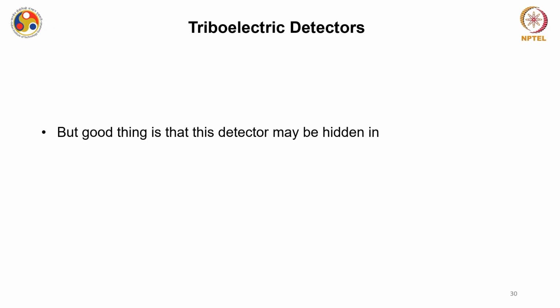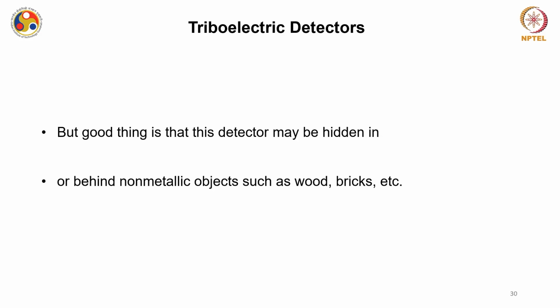But the good thing about these triboelectric detectors is that they are based on one electrode only, and the rest of the part can be shielded and kept apart. So these electrodes can be hidden behind many non-metallic objects such as wood, brick and other things. So it gives you that kind of liberty.